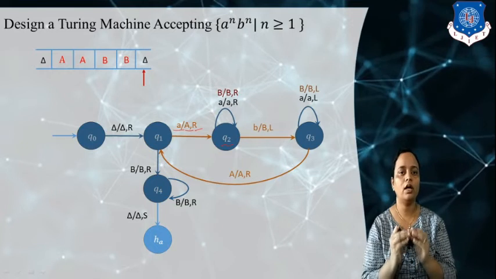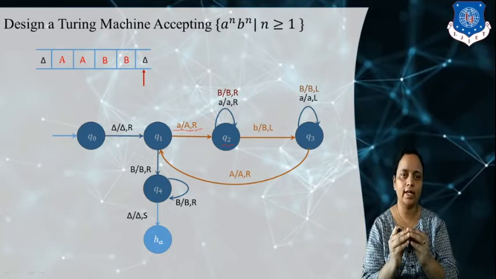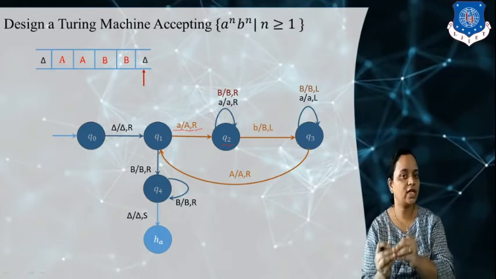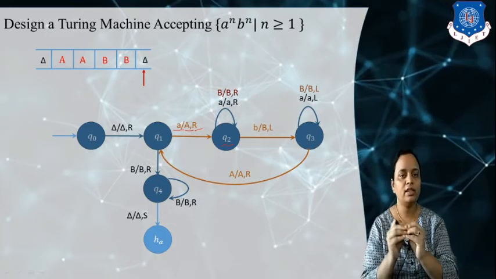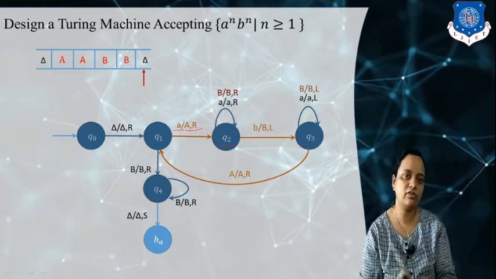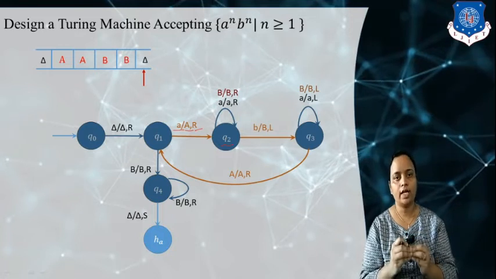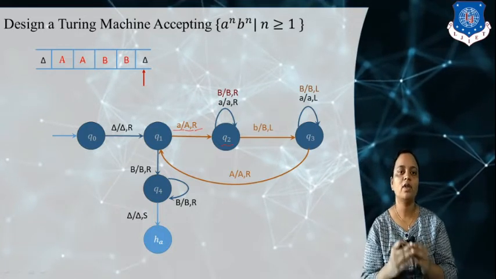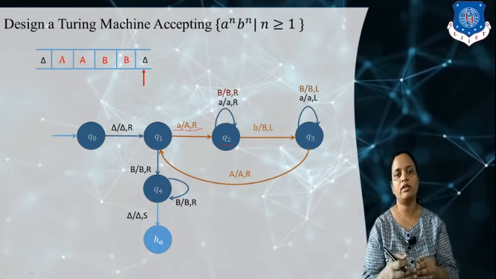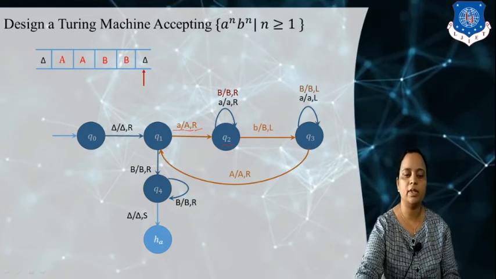Now we are skipping, and now we are at delta. It means that all small b are converted into capital B, and only then can we reach this delta. It means that we have reached the right end of the string. So at the Q4 state, if you get a delta, it is replaced by a delta, we stop over here and move this transition into HA. HA indicates the accepting state.